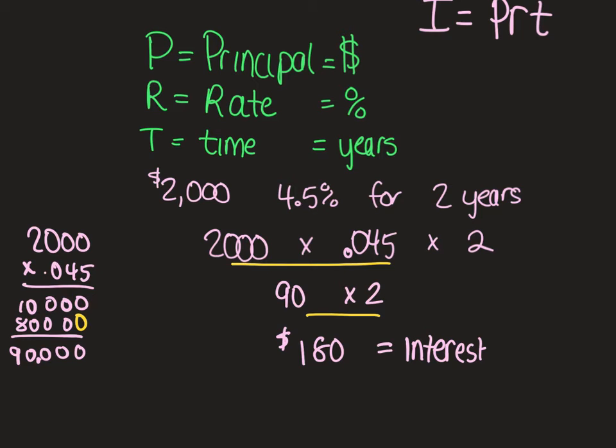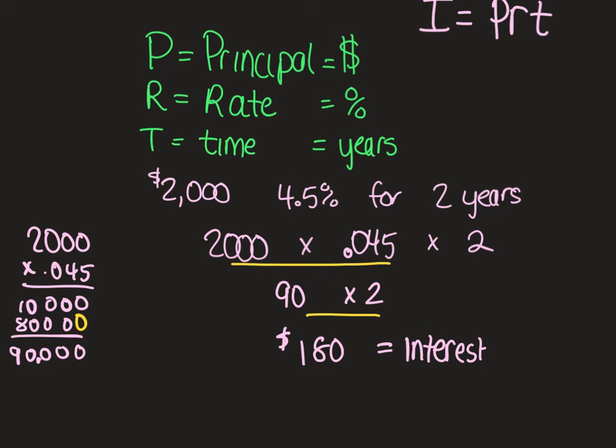All right, so I've done the scratch work. I did 2,000 times 0.045. Remember, I just did 45 really times 2, and I counted 1, 2, 3, 1, 2, 3, so my answer is 90. 90 times 2 is 180. If the question wants, what is the interest?